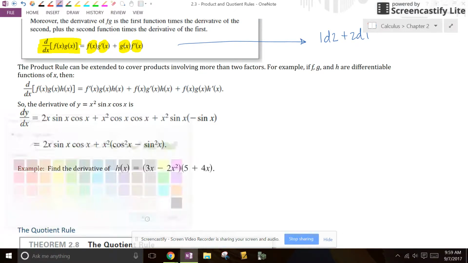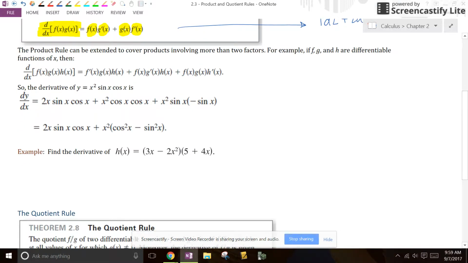As you can see right there, I have an example that says, find the derivative of this. You can see that that is definitely a product rule. Again, I could FOIL this out and find the derivative, but I'm not going to. I'm going to go ahead and do the product rule. So we're going to have two pieces. Let's call this one f of x, and let's call this one g of x. That means f prime of x would be 3 minus 4x. And g prime of x is going to be, well, the 5 is nothing, and the 4x is just 4. Oh, that's beautiful.